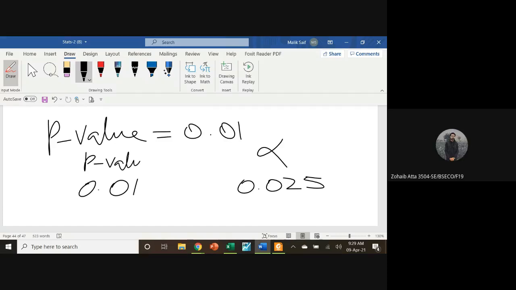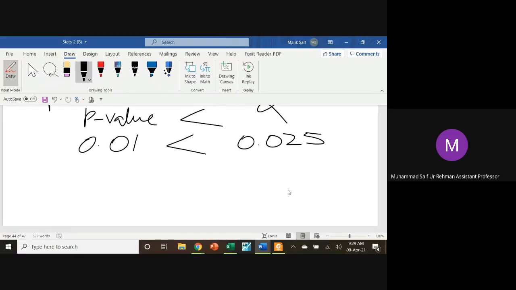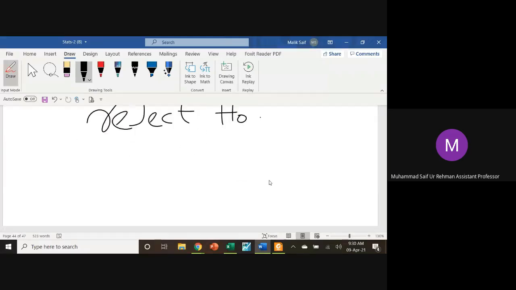0.025 is larger. This is the rule: if the probability value is less than alpha, what do we do? We reject H naught. Same result. So you may use any strategy. Fine.